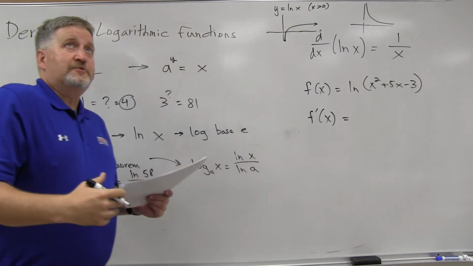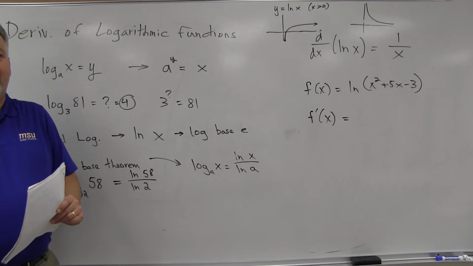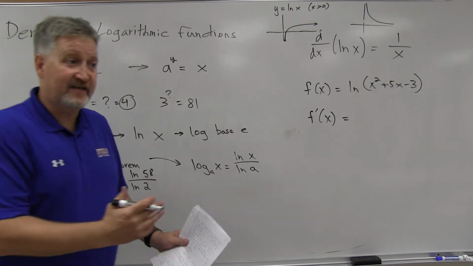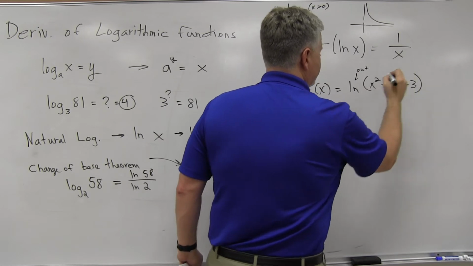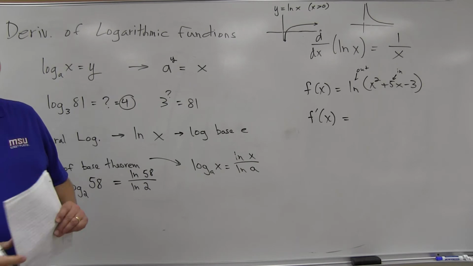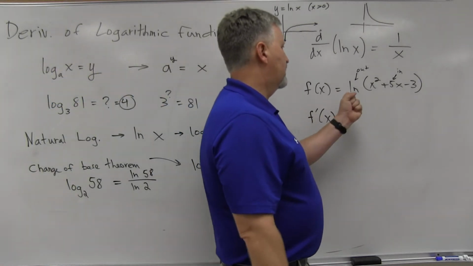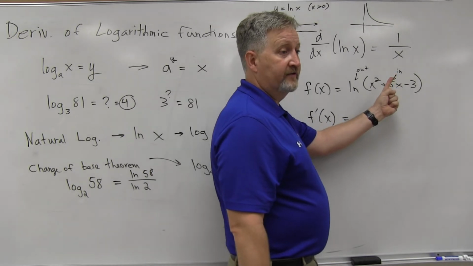Well, this one's a little better than the exponential because it's fairly obvious you've got an inside and outside, right? The outside's the ln. The inside is x squared plus 5x minus 3. So I've got to do chain rule. All right, so what's the derivative of the ln? Well, ln of x is 1 over x.